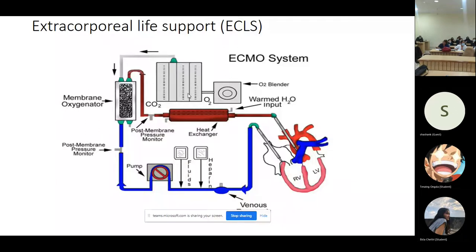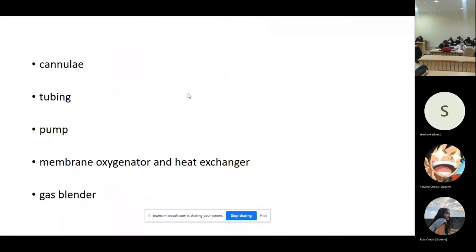So, this was the basic introduction and working of the ECMO system. Next, these are the components: cannula, tubing, pump, membrane oxygenator, heat exchanger and gas blender. The cannulas are placed in large veins or large arteries, and depending on that there are two types of ECMO, venovenous and venoarterial. Through the tubing, the blood is pumped into the oxygenator and heat exchanger. In the oxygenator, the blood is oxygenated and carbon dioxide is removed. Through the heat exchanger, the temperature of the blood is maintained. The blood is also mixed with blood thinners, heparin, to prevent clotting.